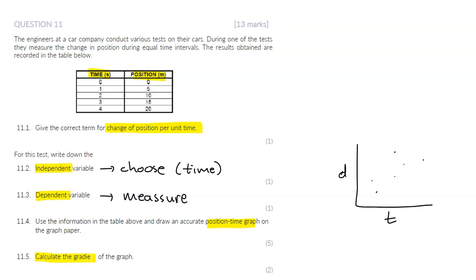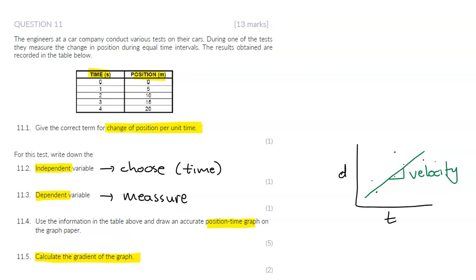And then they ask calculate the gradient of the graph. Now, we didn't get to graphs with kinematics. And it is not a crisis for those of you who are taking physics next year. You're only going to need it in grade 12, and then you sort of do it from scratch anyway. But if you take the position time graph and you measure or determine the gradient, your gradient will be the same as your velocity. But that is not important for now.